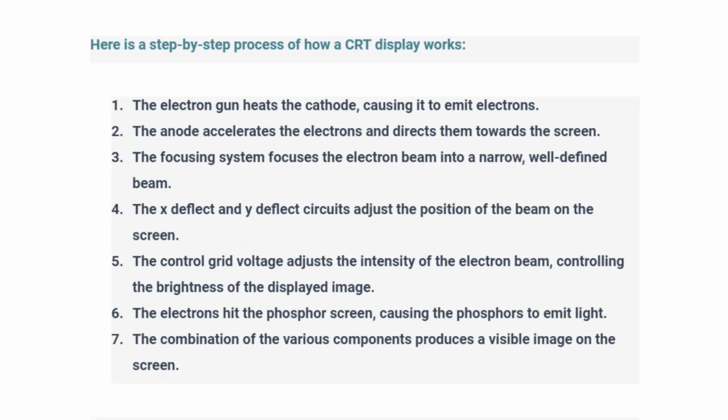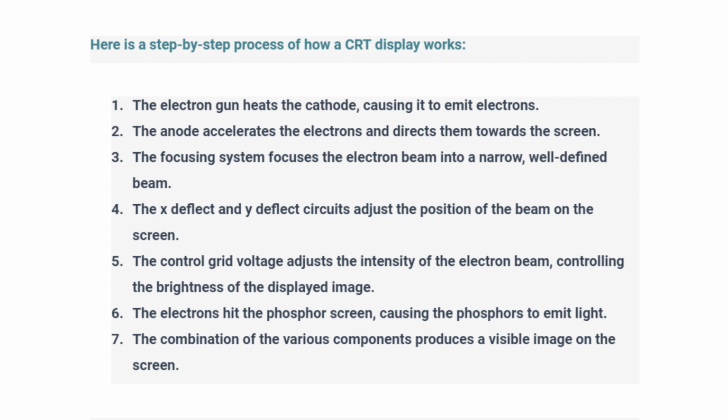Here is a step-by-step process of how a CRT display works. The electron gun heats the cathode, causing it to emit electrons. The anode accelerates the electrons and directs them towards the screen. The focusing system focuses the electron beam into a narrow, well-defined beam. The X deflect and Y deflect circuits adjust the position of the beam on the screen.